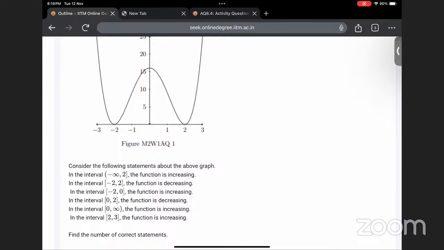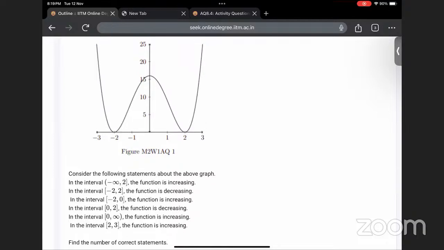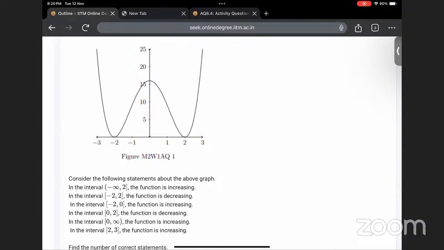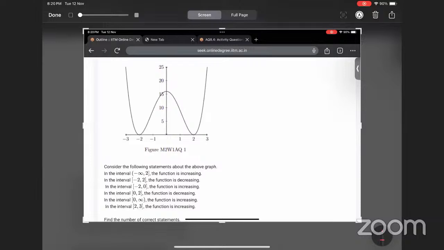Okay, let's start with the options one by one. What about the first one? The first one is wrong, ma'am. We can see that in this interval it's decreasing, clearly, like that. So this is wrong.